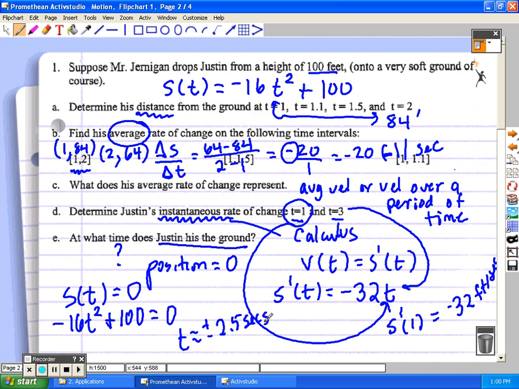Now in this case, since we started at time 0, negative 2.5 doesn't make sense. So we know that it took 2.5 seconds for Justin to hit the ground. So he obviously did not have very long to be afraid.